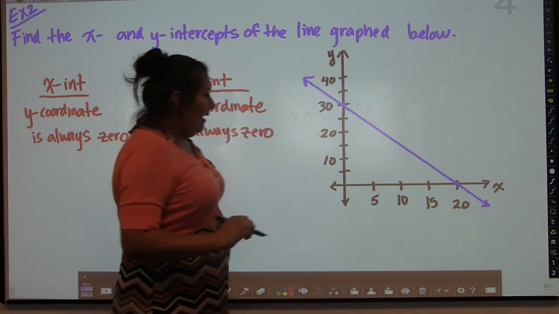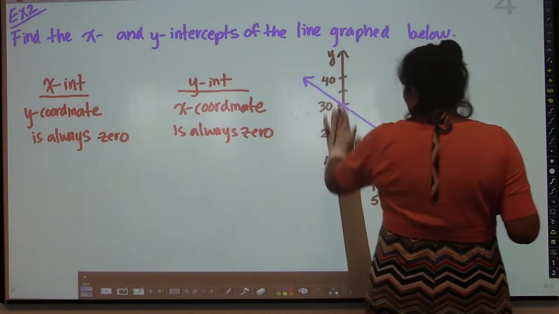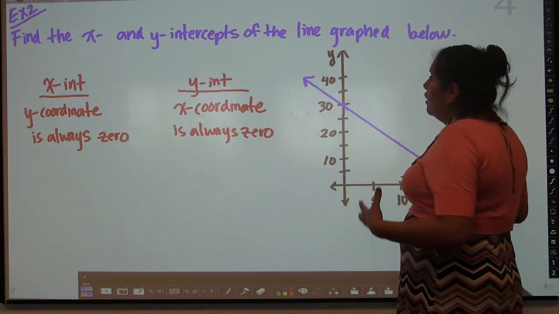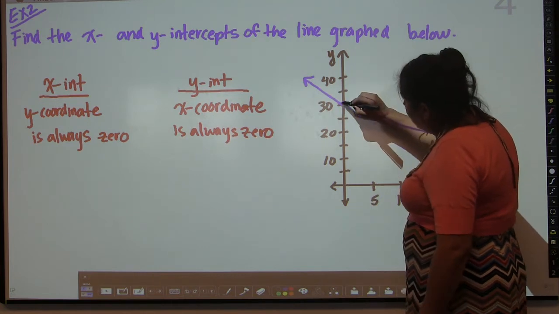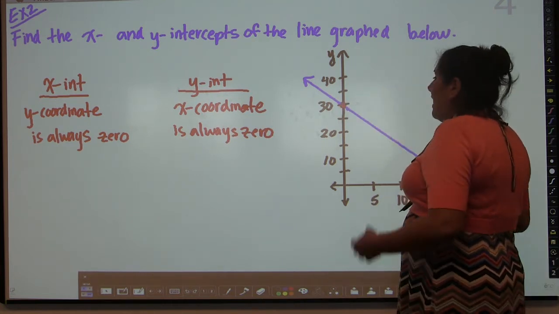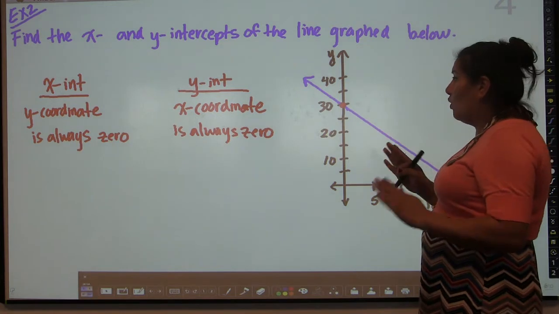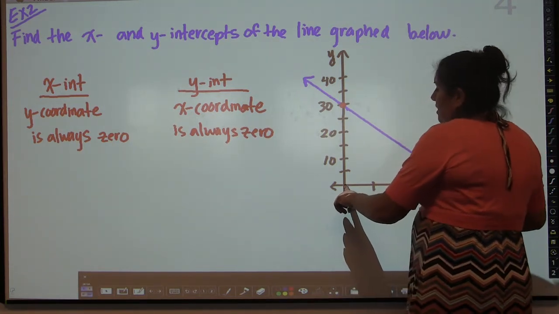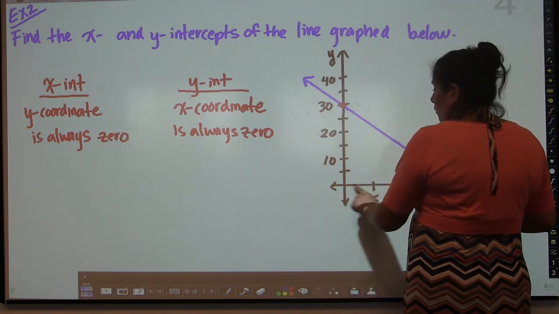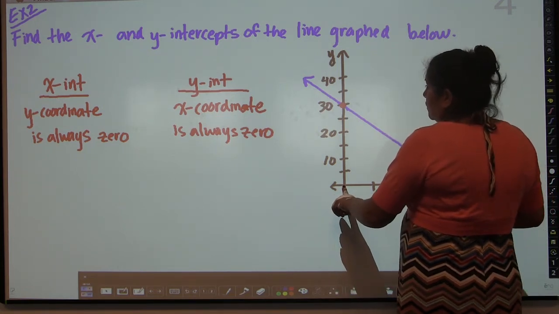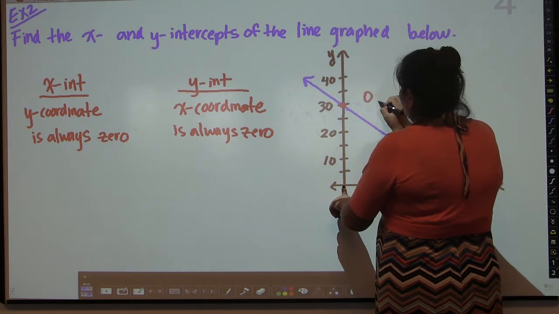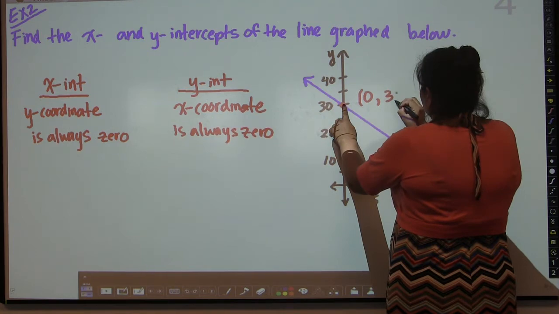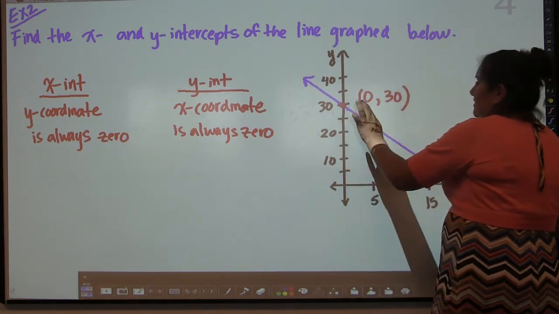Okay, so here we have our y-axis. For our y-intercept, we want to know, where does the line cross the y-axis? It's crossing right here. And if we were to ask what the x and y coordinate of that point are, the x coordinate, because you always start at the origin, and you're not going to move left or right. You're just smack in the middle. So that's why the x coordinate is 0. And then the y coordinate is 10, 20, 30. So the y-intercept is 0, 30.